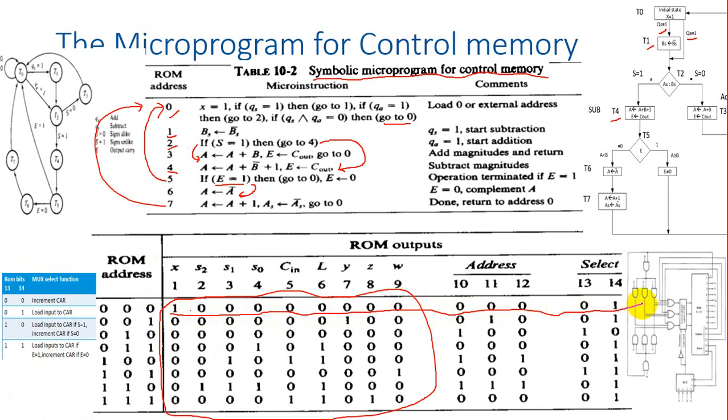This is a single line. This is the control word for it. This is the control word. This portion is the control word. Now, every micro instruction not only has the control word, it has two more parts.